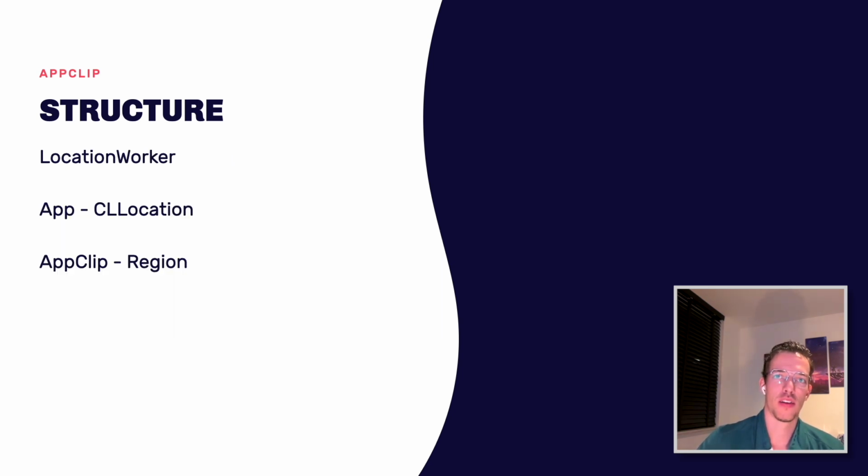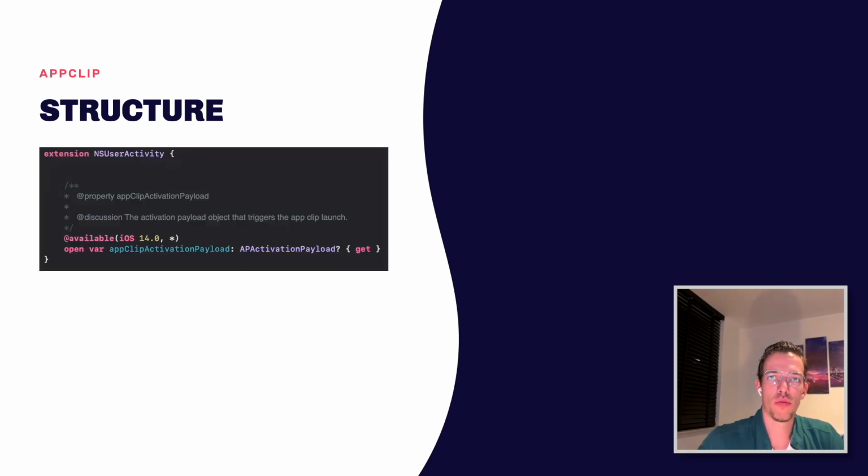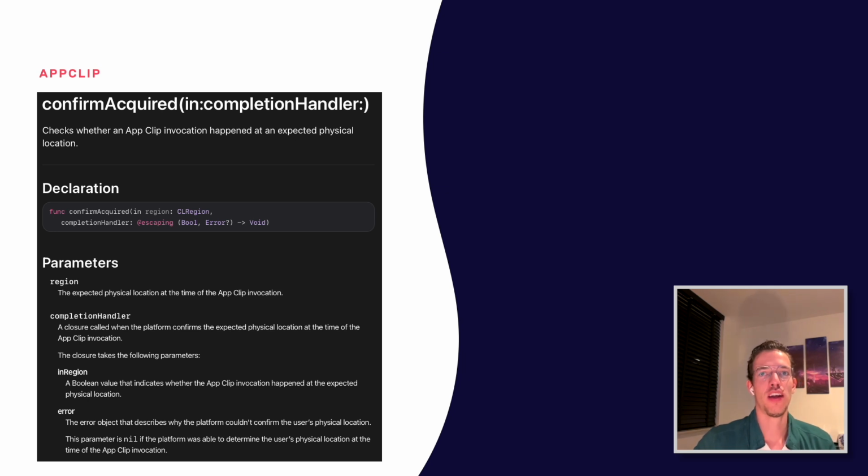But let's look again at the location worker, right? On the app, we have these location manager delegates. With an AppClip, we only have the region. And how can we even confirm our location? Well, when you look at the NSUserActivity, there is a payload called AppClip activation payload. And with it, there's a method called confirmAcquired to determine if you're on a location. And when you look at the documentation, it looks like this.